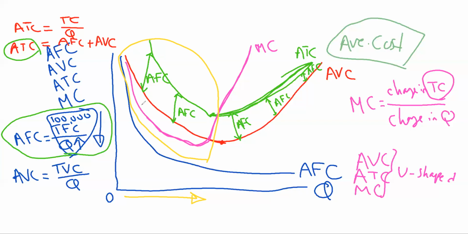So all suggesting that we are producing actually the right amount of output because we are producing more output, but the extra cost is going down, the variable cost per unit of output is going down, the total cost per unit of output is going down. So we are on the right track.